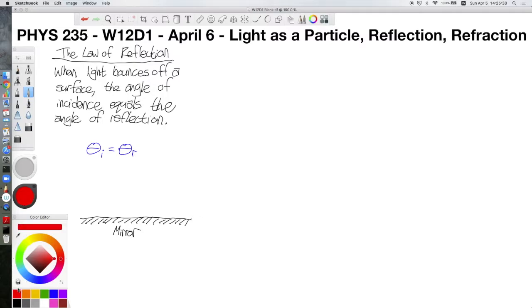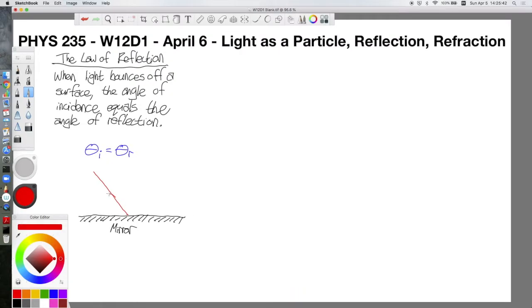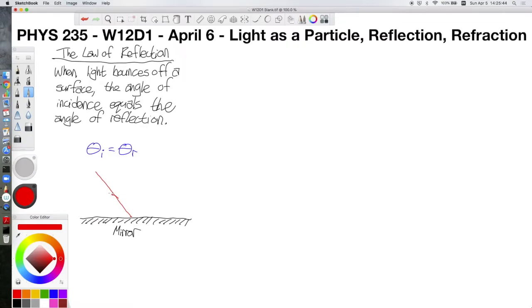So if we have light coming in towards this surface, it'll be coming in on some straight line path, traveling this direction, and this is referred to as the incident ray. And then that light will bounce off of the mirror, creating what's called the reflected ray, which will travel up this direction.